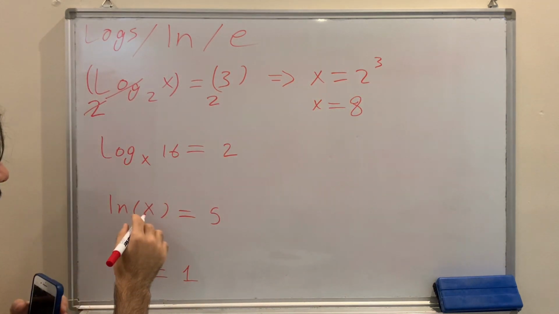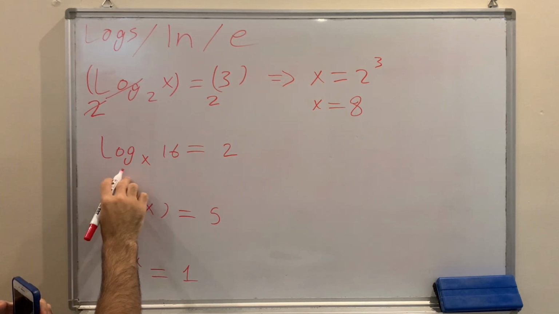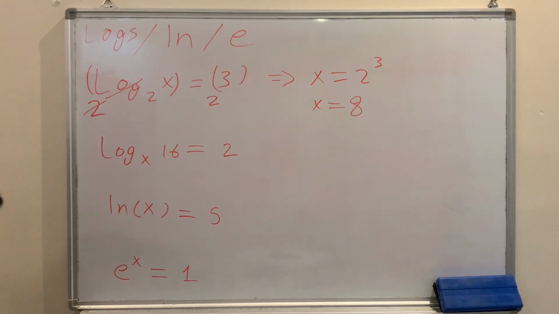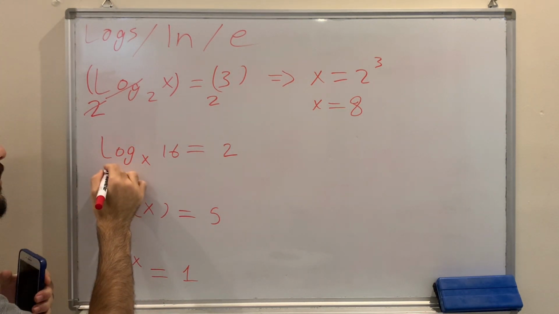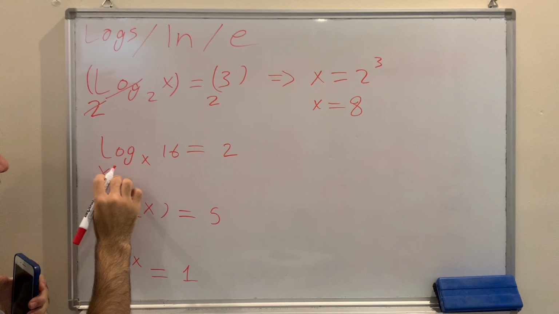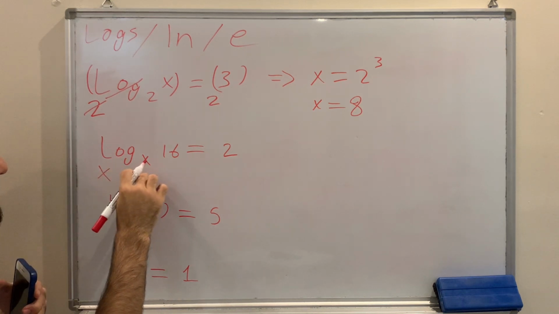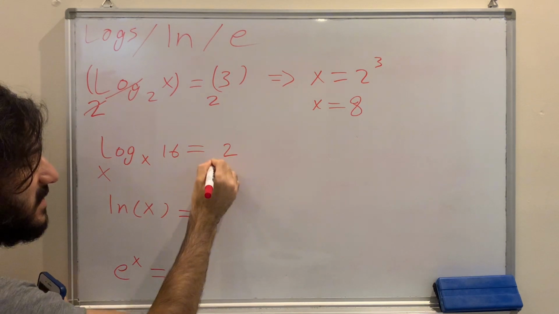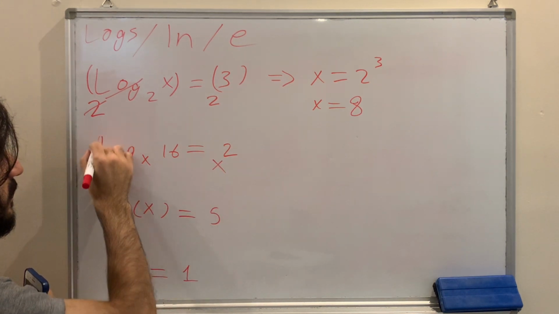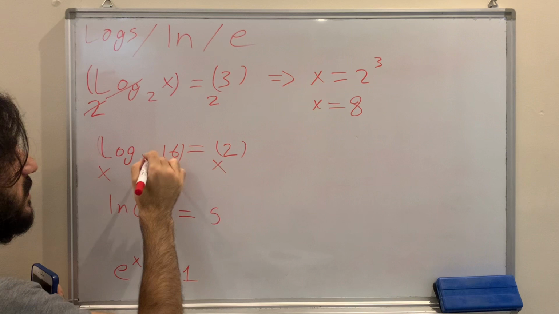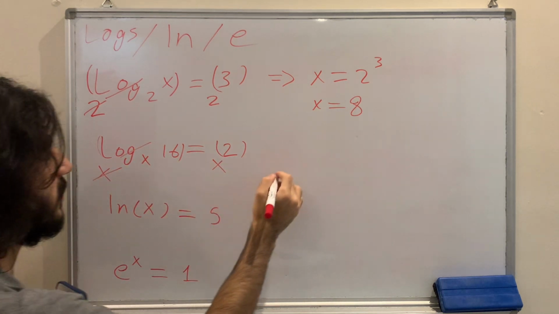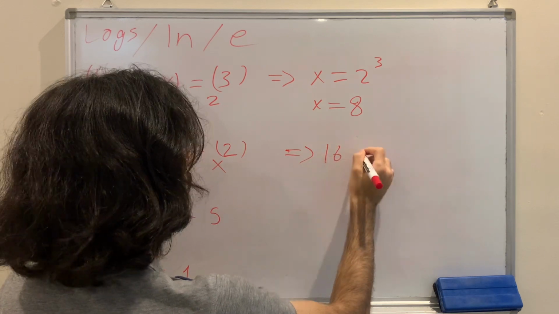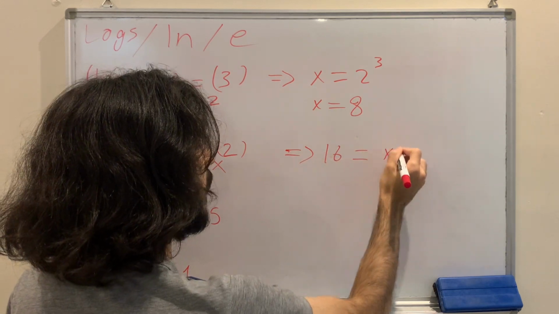Now on to the next one, this. For this, again, you can just raise x to the power of log base x of 16 equals, and you do the same thing here. And obviously this and this cancel out, and you're going to get 16 equals x to the power of 2.